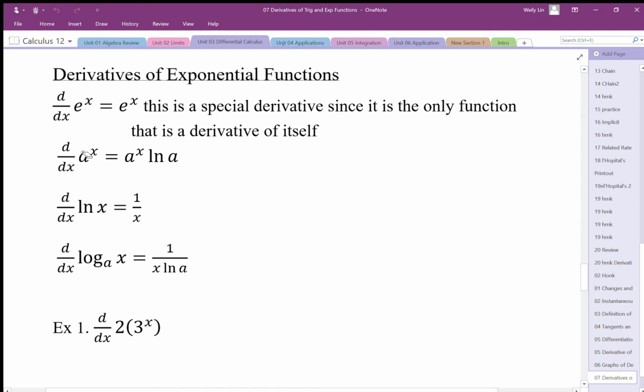Even when it's not base e, the derivative of a to the x tends to regenerate itself. And because it's not base e, which is the perfect base, we have to account for non-base e's with this extra log a. For the log function, when we differentiate it, it becomes 1 over x.